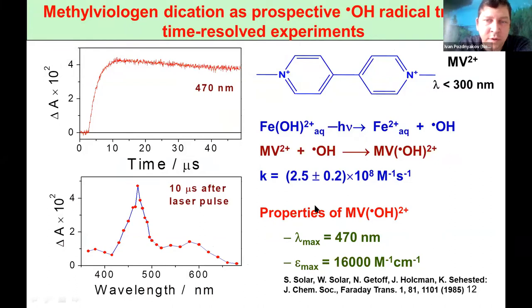We proposed using such time-resolved experiments with the iron hydroxy complex to produce OH radical, and using this compound, methylviologen dication again, as a very good trap of OH radical. In this reaction, you produce this adduct, and this adduct has a very nice, very intensive absorption in the visible region with a very good absorption coefficient. So it's easy to monitor its formation and decay.